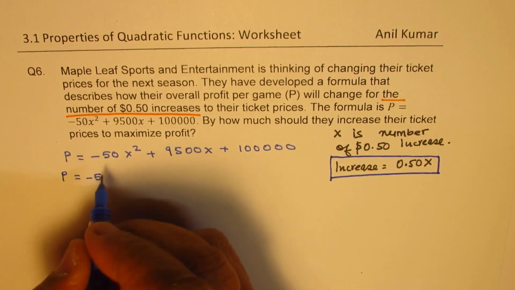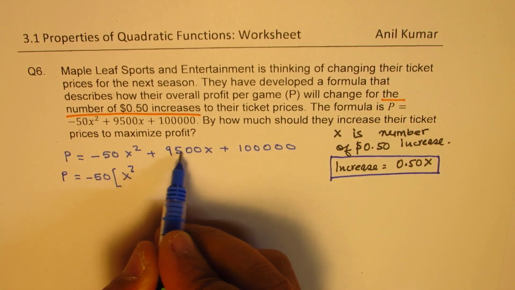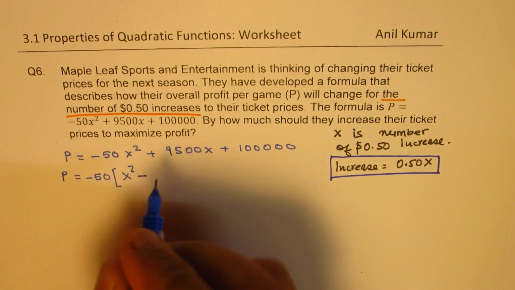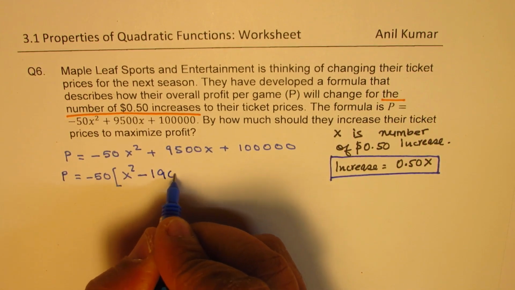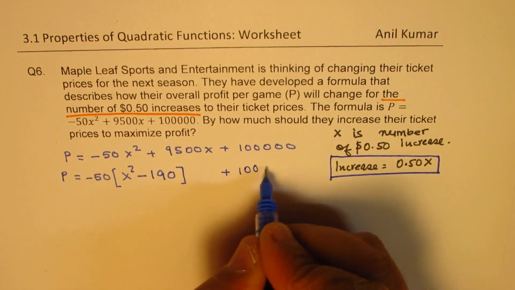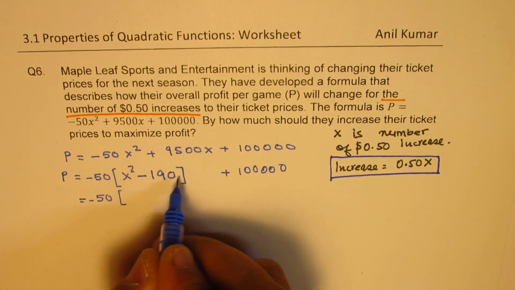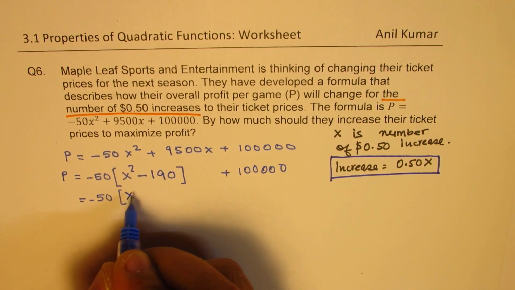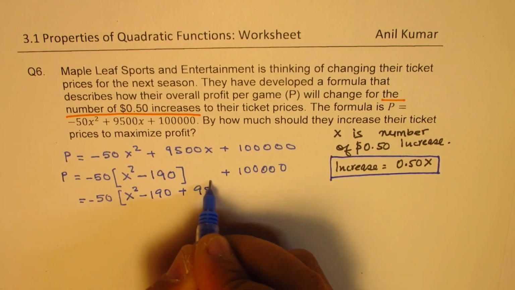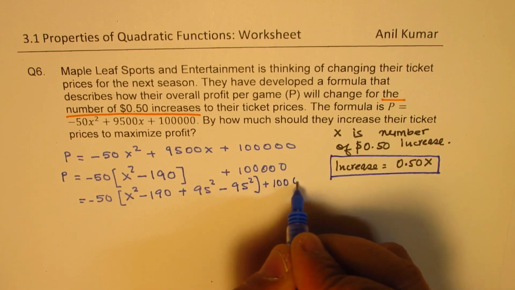To complete the squares, I have to factor the leading coefficient, and I get X squared. Divide 9500 by 50. First, the sign changes, so we get minus 190 X, and this is plus 100,000. Now the second step is we'll take half of 190 and add and subtract its square. That is the completing the squares step. So that is 95. So 95 squared minus 95 squared plus 100,000.